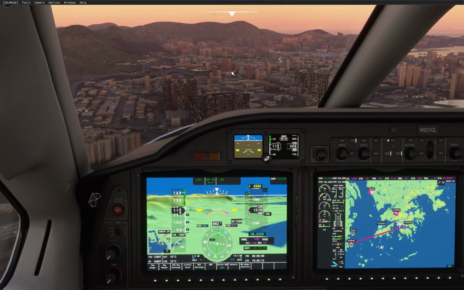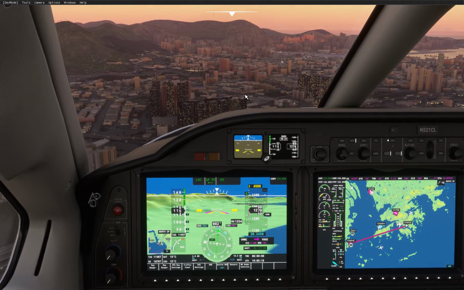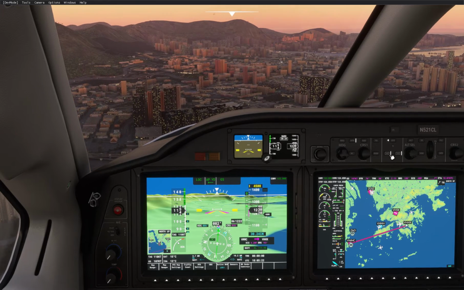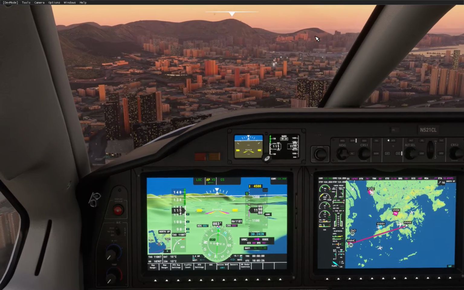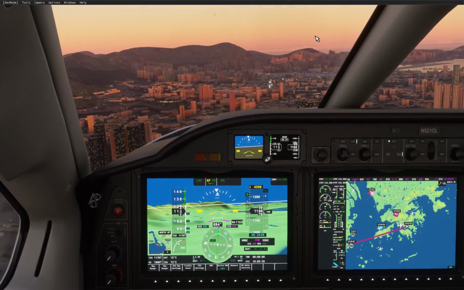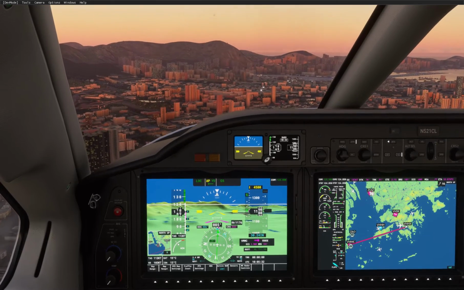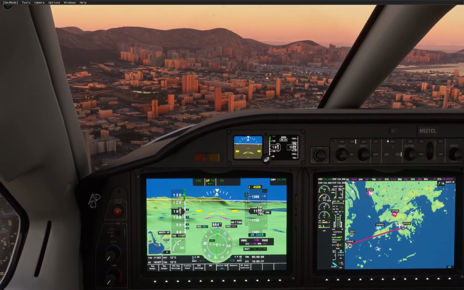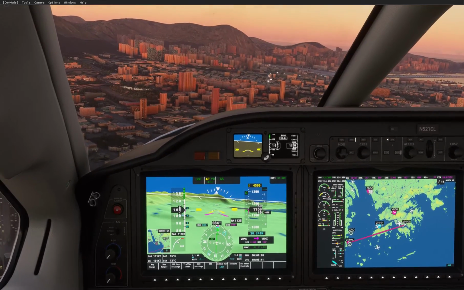KL identified. Okay, just a little lower than I want to be, so I'll turn off the autopilot. Get back up on glide slope here. There we go. That's pretty good. Stay on course.